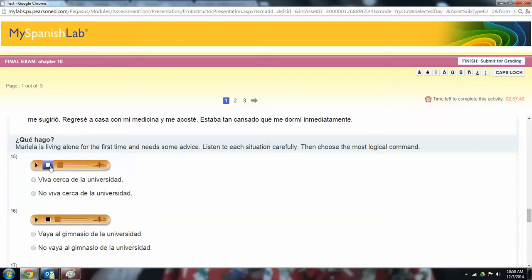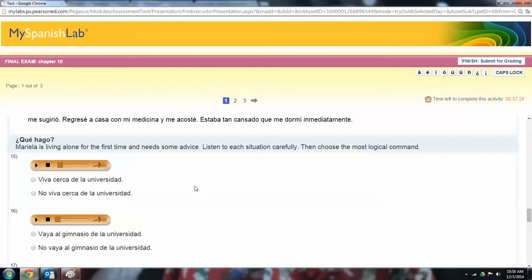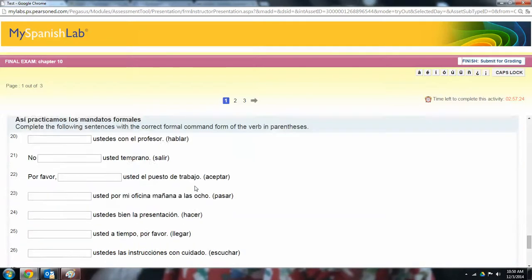Okay, so you're going to listen to this whole little paragraph, and then you decide which command you should give Mariela, basically what kind of advice you would give her. And you want to listen very carefully. It's not always quite so obvious as to what you should pick. All right, so there's up to 19. Then here we're going to make the formal, remember you're making the formal command of the verb in parentheses. So you take these verbs and turn them into their command form.